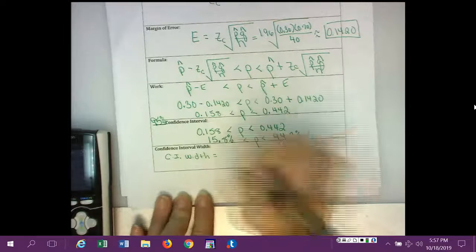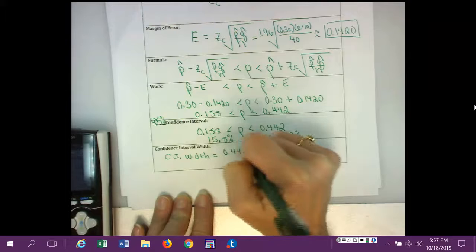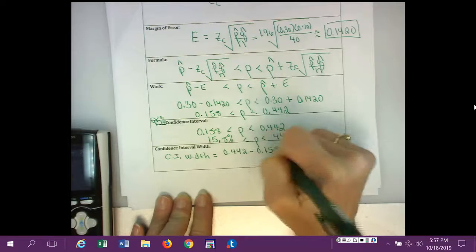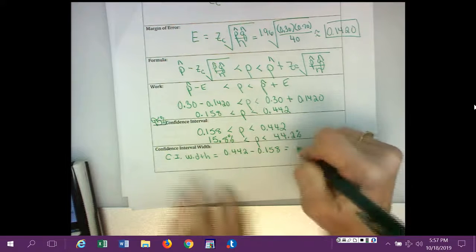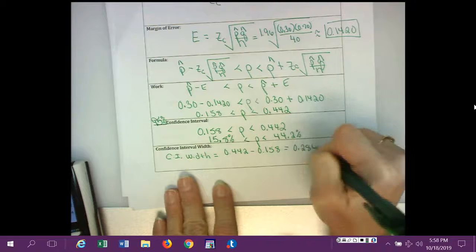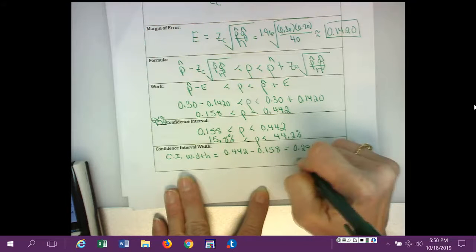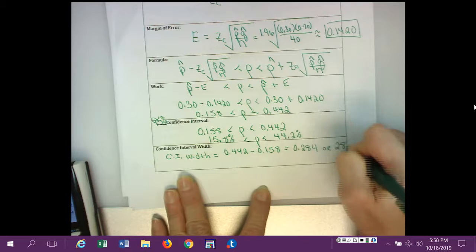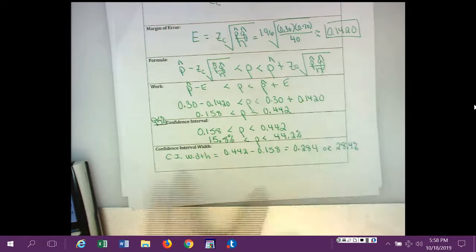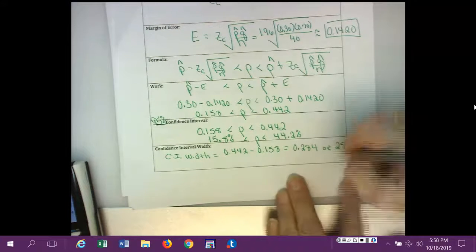The confidence interval width, if you use the decimals, 0.442 minus 0.158, you receive a difference of 0.284. If you wanted to change that to percentage, you could say the width is 28.4%. And there's your first problem dealing with proportion intervals.